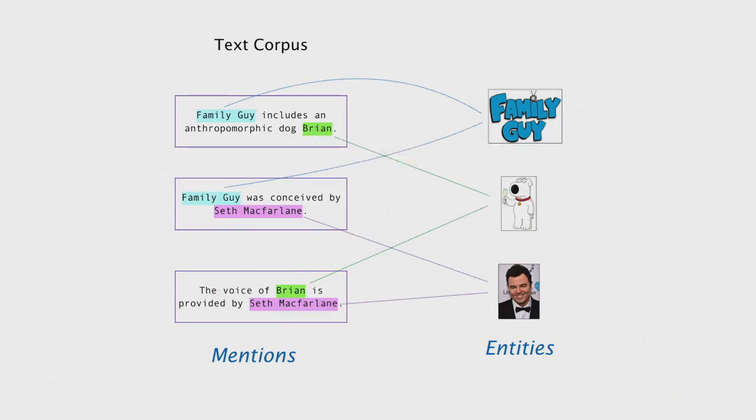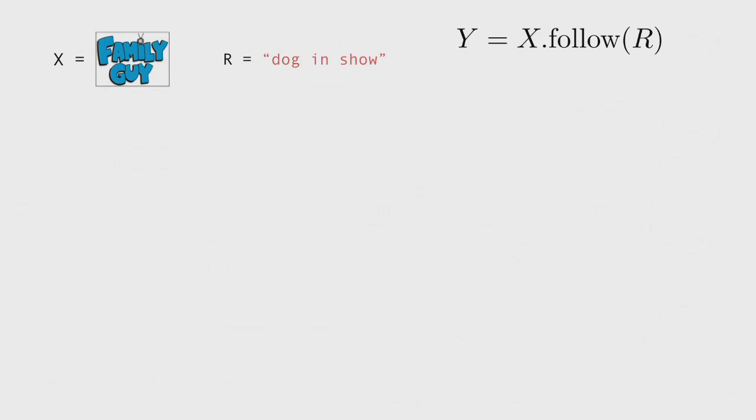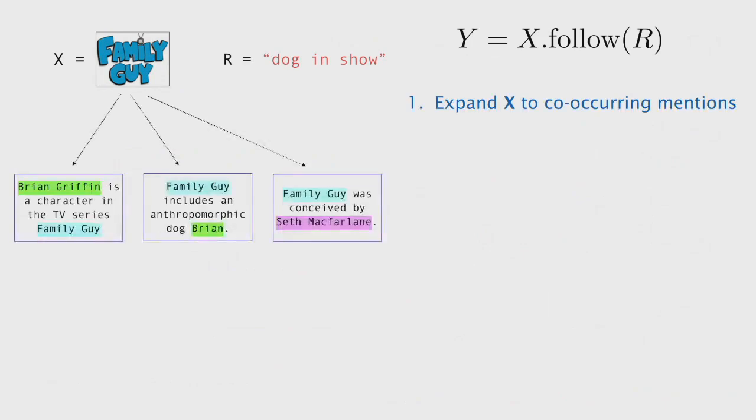So now once we have this augmented text corpus with entity information, the way we are going to go about implementing our relation following operation is going to be something like this. So suppose I'm starting with the set X, which is Family Guy, and I want to follow this relation, which can be described as dog in the show Family Guy. Now, the first step that we're going to do is we're going to expand the starting set of entities X to all their co-occurring mentions. So in this case, for example, let's say we have 3 co-occurring mentions with Family Guy.